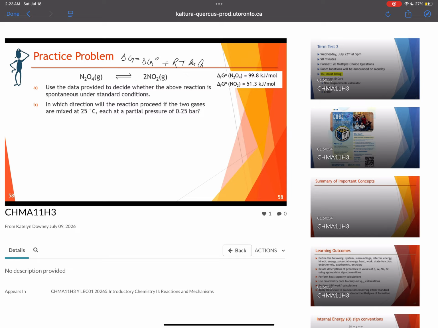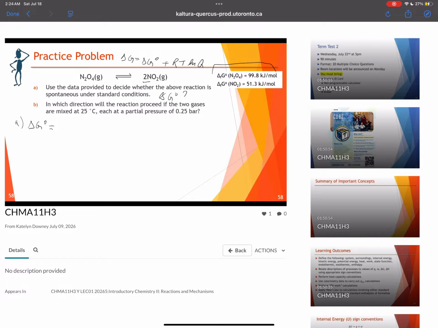And how do we figure that out? Well, we need to figure out what delta G naught is. We know a few ways to calculate delta G naught, but what are we given? Well, we're given delta G of formation values, so we're going to use those to calculate the standard delta G of this reaction. So for part A, my delta G naught for my reaction is going to be equal to my delta G of formation of my products minus that of my reactants.